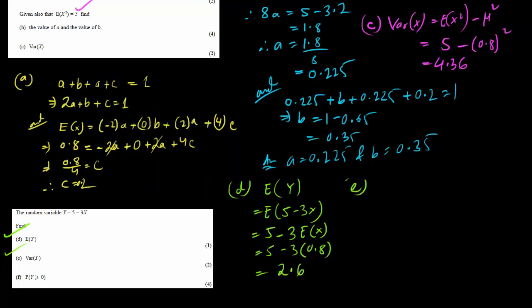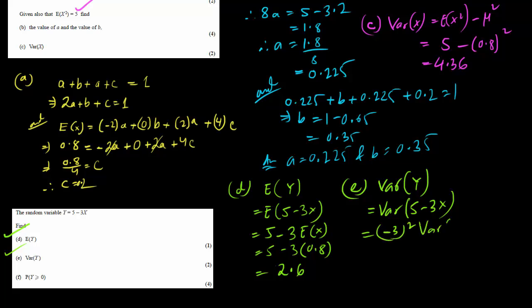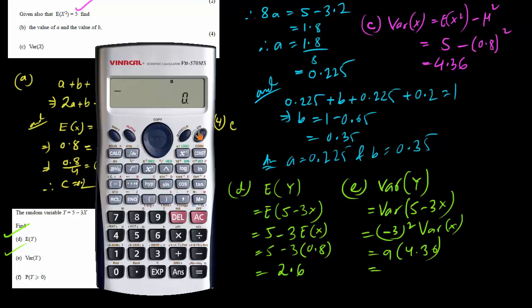And in question number E, variance of Y would be the same as 5 minus thrice X, and you know in variance the constant is not considered. All we take is the coefficient of X, so that would be minus 3 squared into variance of X. Minus 3 squared is 9, and variance of X is 4.36, so that would be 9 times 4.36, which is 39.24.